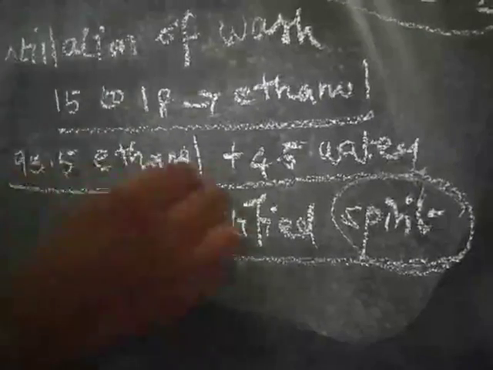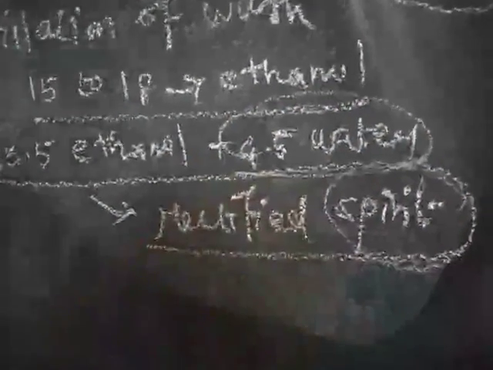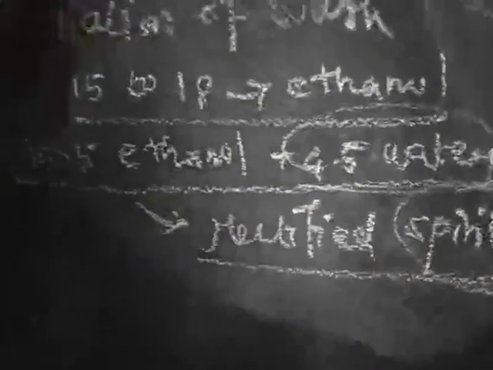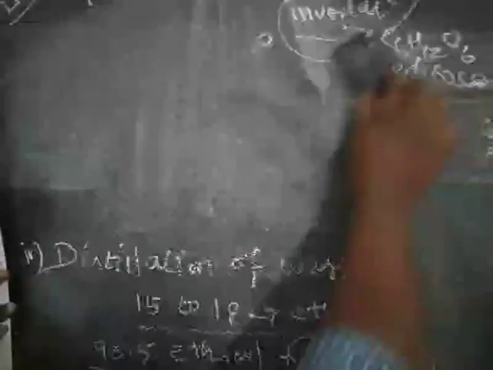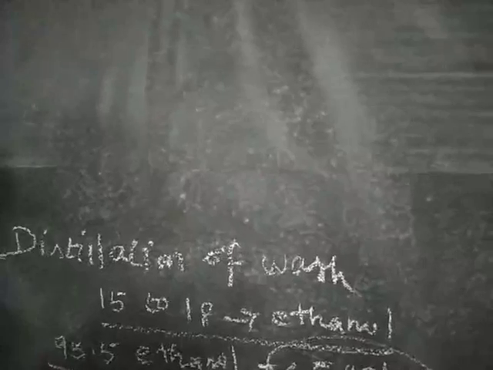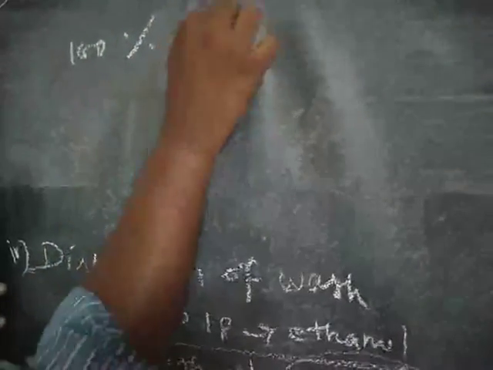Again we have to remove this water by the addition of quicklime, 5 to 6 hours under reflux. Then we allow it to stand for 12 hours. On distillation of this mixture, pure alcohol, 100% ethanol, is obtained.